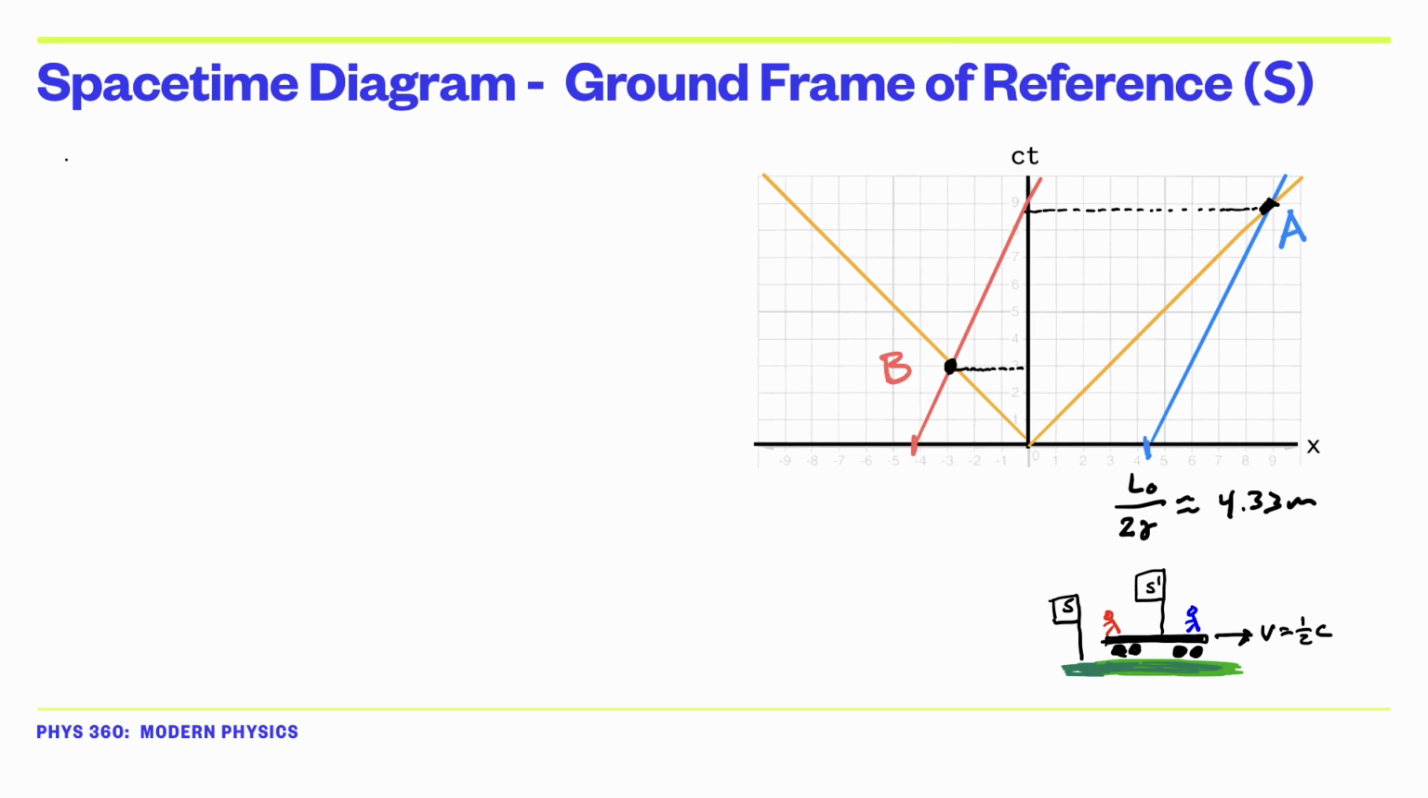To find the time of event A, we need to find the intersection point of the orange light ray and the blue world line. The equation of the orange light ray is x equals ct, and the equation of the blue world line is x minus L0 over 2 gamma equals vt.